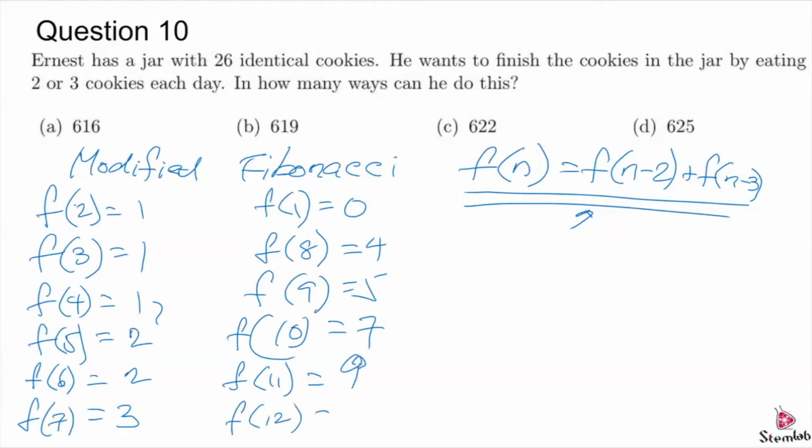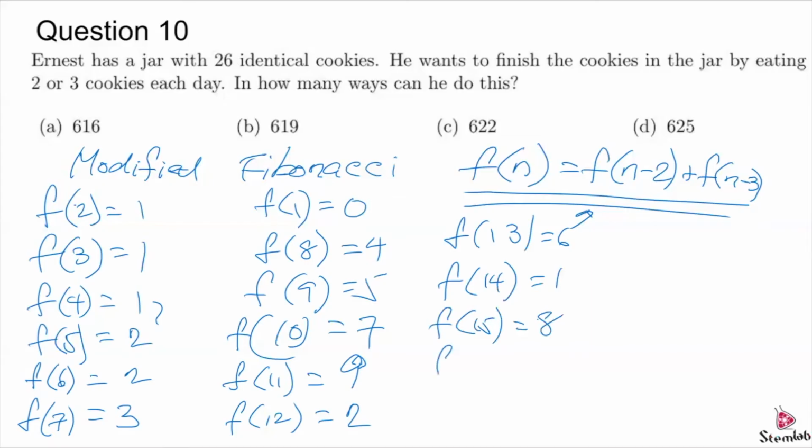12. Here we'll throw away the tens digit, right? So we can just keep going. So f of 14, f of 15. And we will see what units digit we find when we get to f of 26.